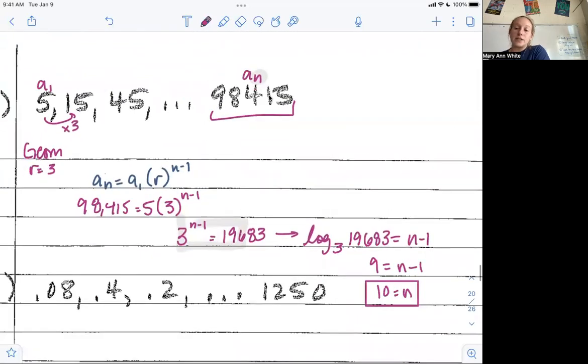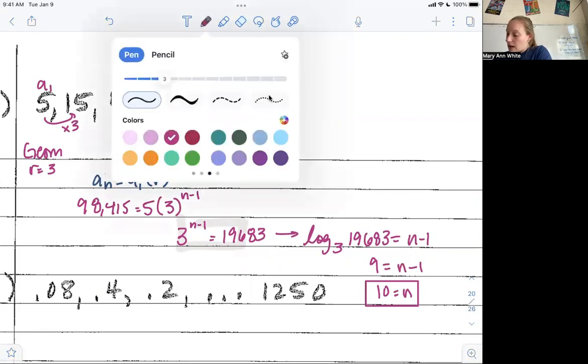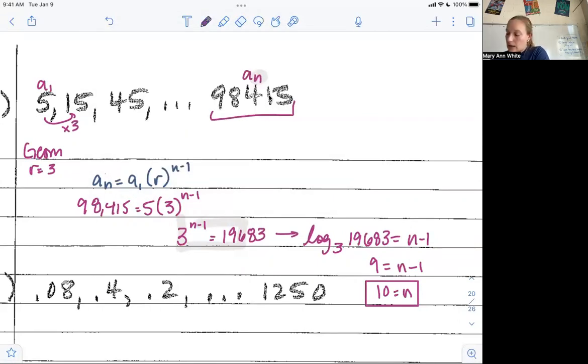If any of you feel lost, it's just because you don't remember log. If you want to go back and guess and check, I promise if you tried 3 to the 9th power, you're going to get this number. So whatever floats your boat. That being said, n is 9. So now I'm ready to use my geometric series formula.